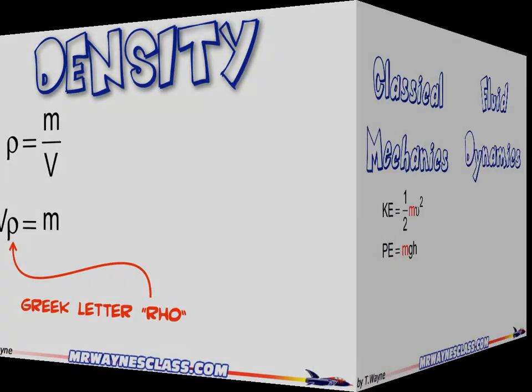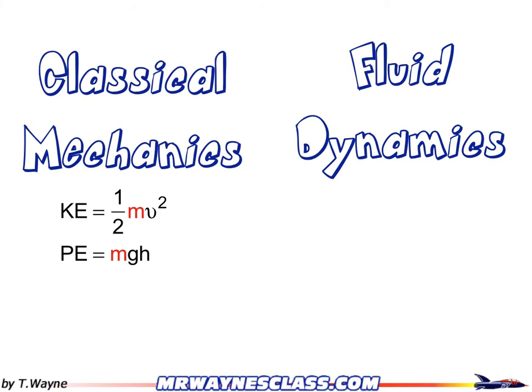For example, in classical mechanics, we know the kinetic energy is 1/2 mv squared, and the potential energy stored in gravity is mgh. In fluid dynamics, we can take that energy and divide it by unit volume. When we do that, it changes our masses over into densities. So now the kinetic energy per unit volume is 1/2 rho v squared, and the potential energy stored in gravity per unit volume is rho gh. And this is really helpful when we're starting to make connections to what we've previously learned.